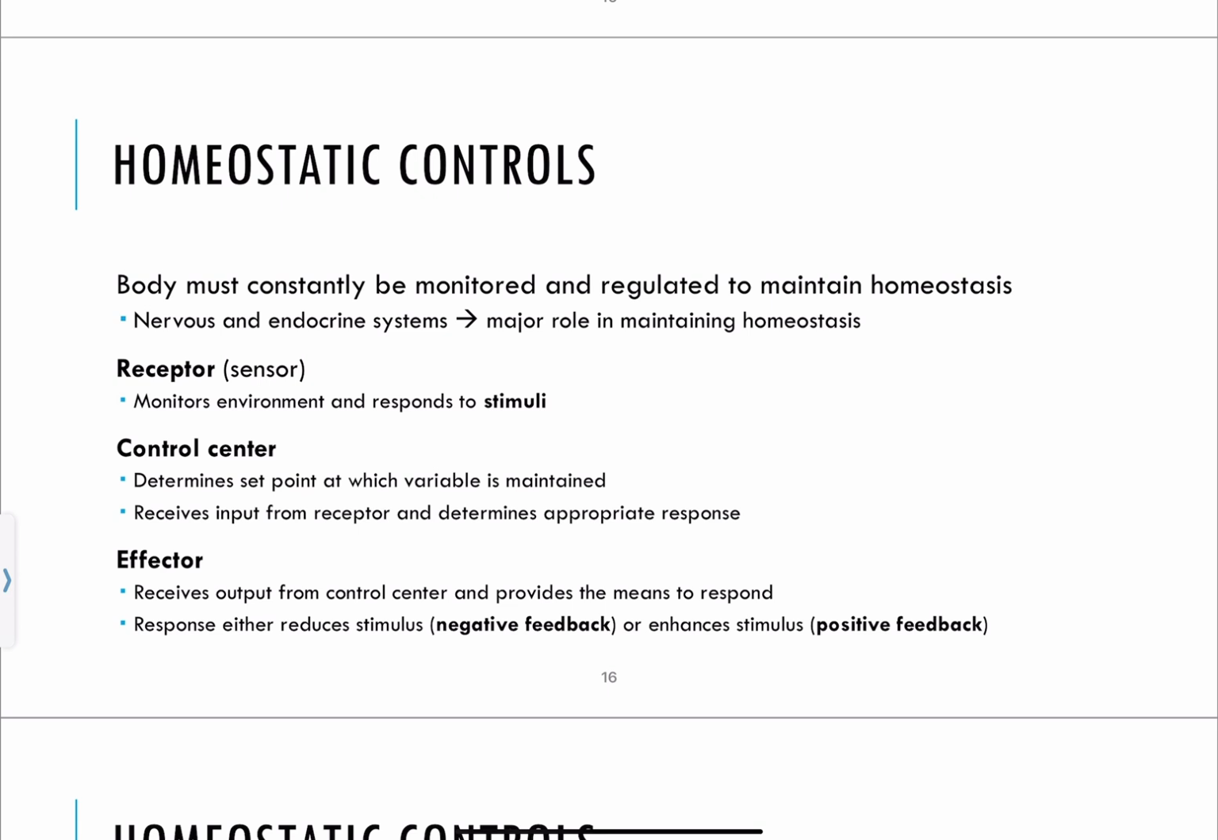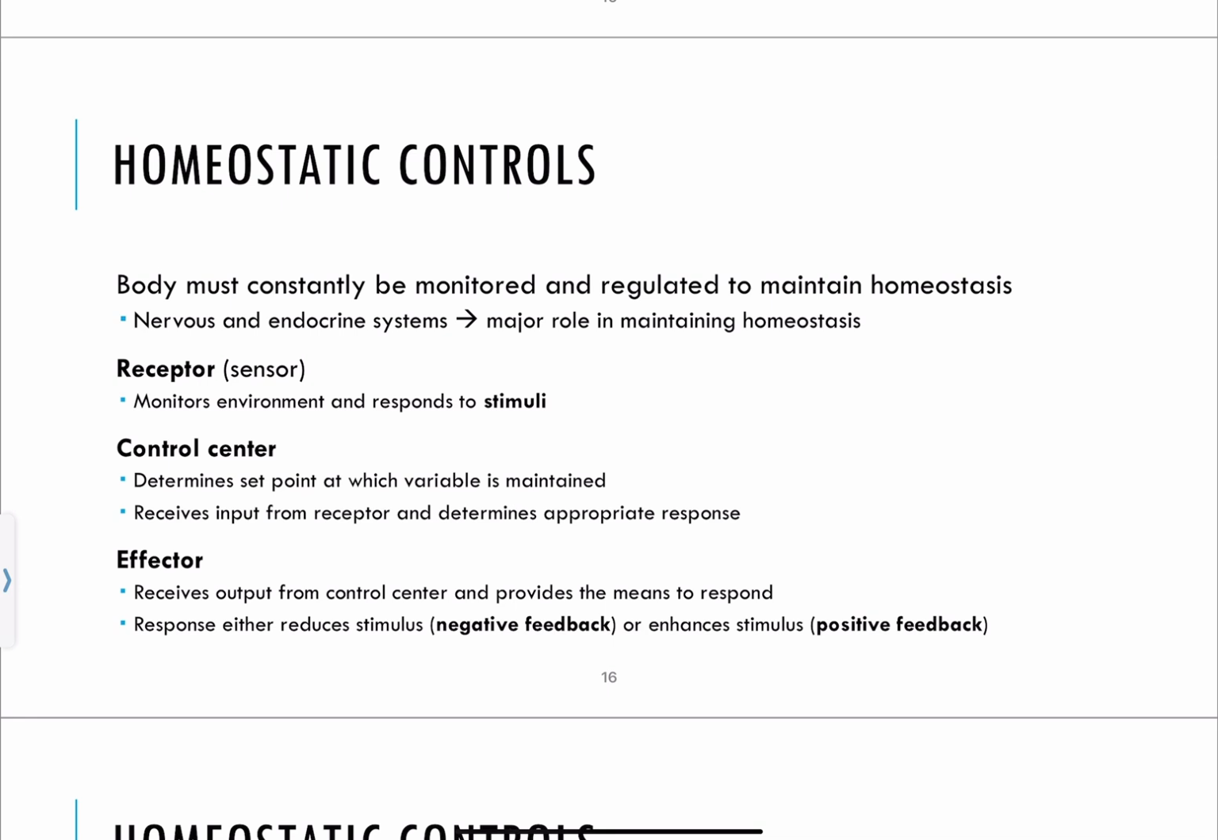Once it responds to the stimuli, it's going to send information along an afferent pathway to a control center. Once we reach the control center, that's going to determine the set point at which the variable is going to be maintained, and it's going to analyze the information that it received from the receptor and determine the appropriate response. Once it determines the appropriate response, it's going to send the information along an efferent pathway towards the effector.